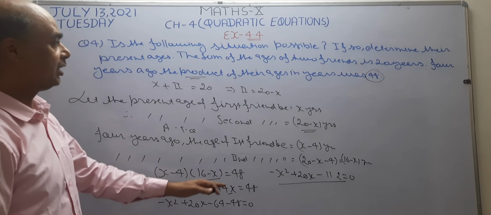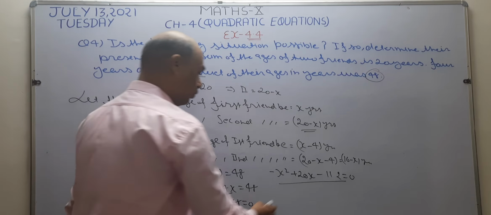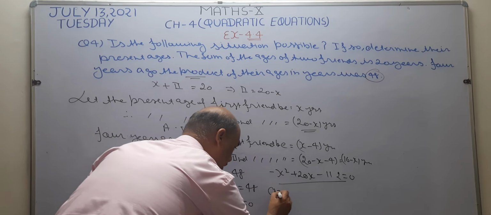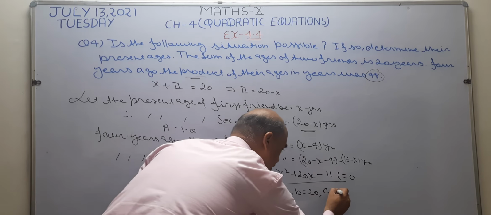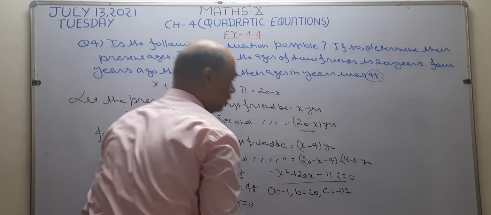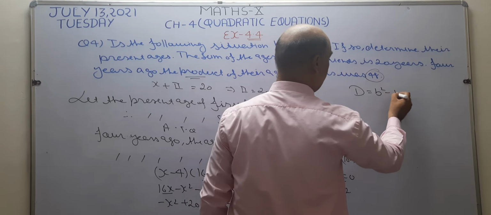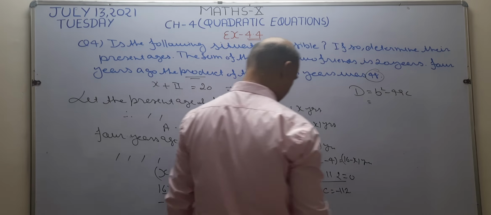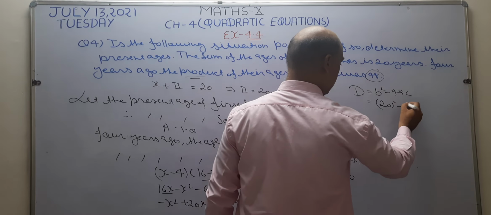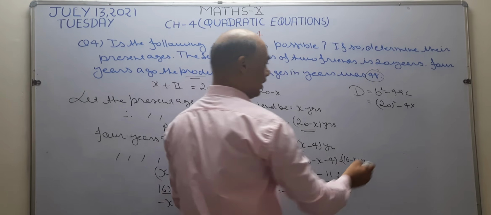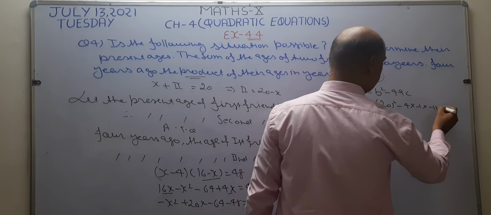I want to check whether the roots of this quadratic equation are possible or not. For this I want to find the values: a is minus 1, b is 20 and c is minus 112. So I want to check the value of D. D means discriminant. The formula is b square minus 4ac. What is the value of b? 20, and its square, minus 4. What is the value of a? Minus 1. And what is the value of c? Again minus.